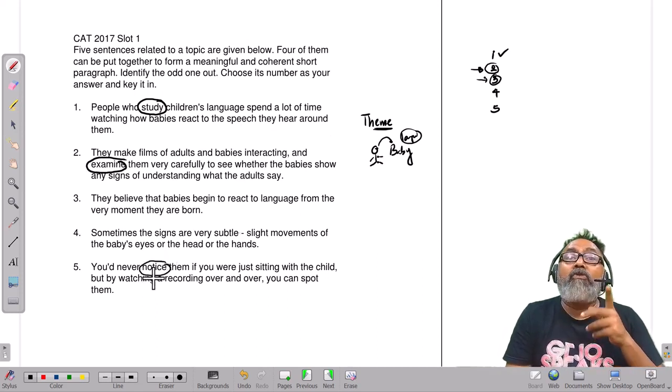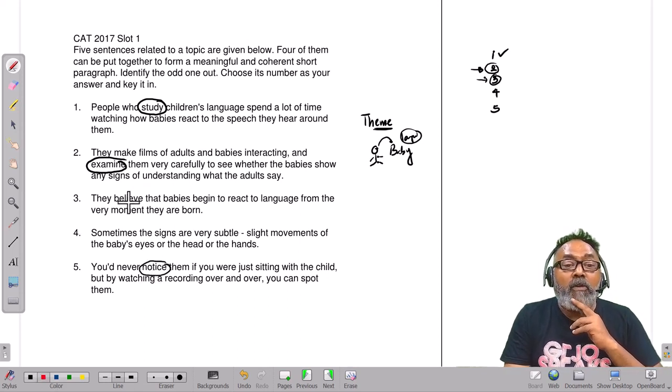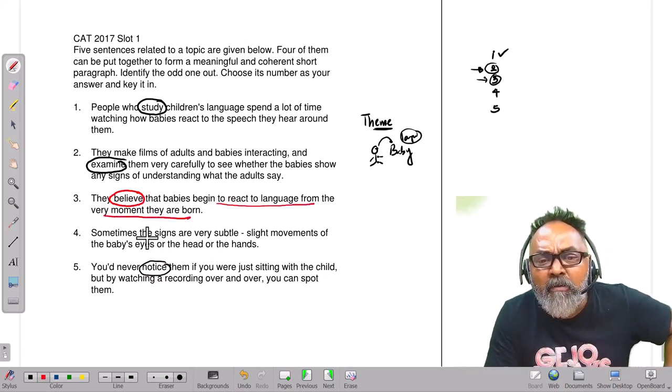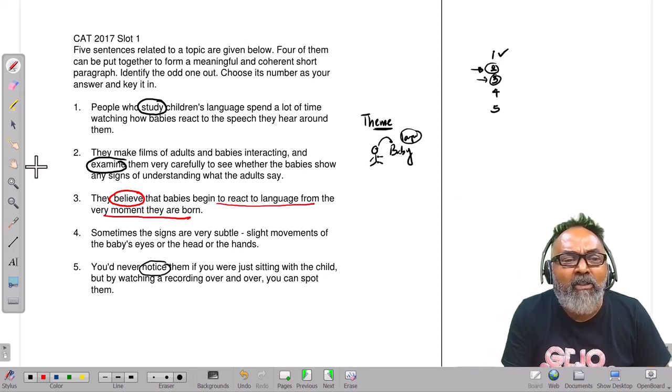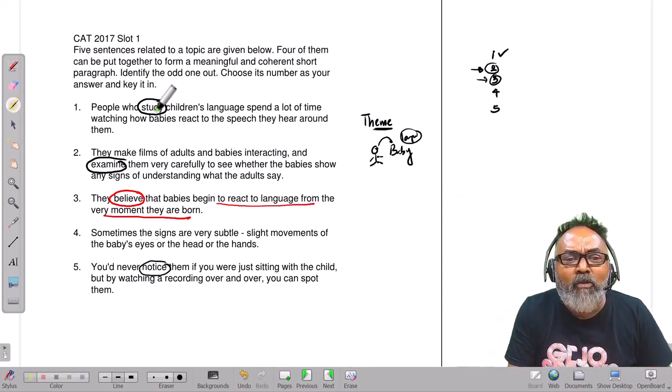And suddenly you see in sentence number 3 talking about the fact that they believe that babies begin to react to language from the very moment they are born. Their belief. Why were we discussing their belief at this point in time? Why are we having a discussion about belief? Let's just talk about this. Let's look at the theme.